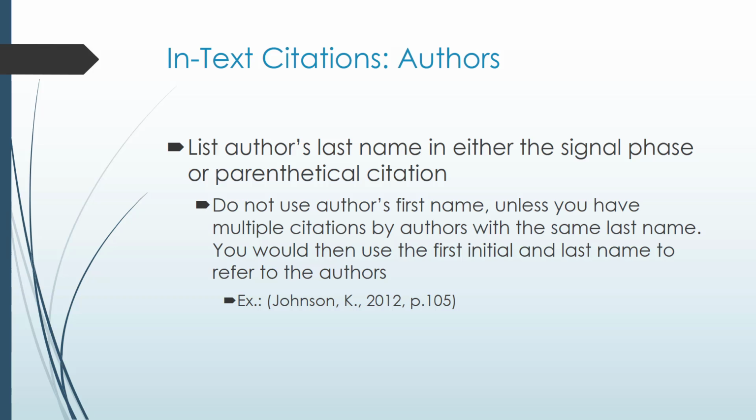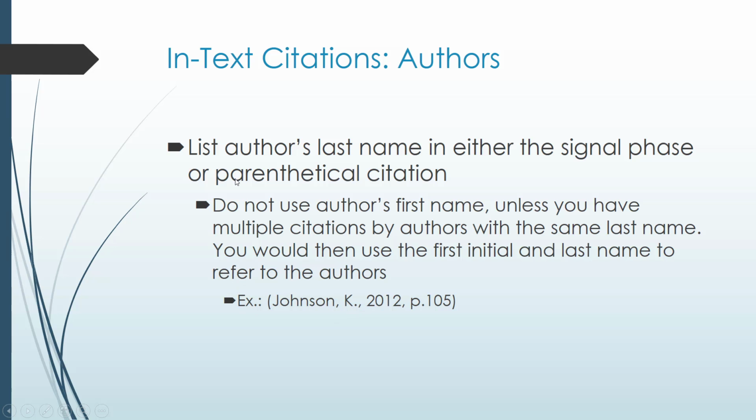you would have to differentiate which person is which, so which resource you are looking at. Then you would start using the first initials to go with it. But typically you don't refer to authors by their first names when you're writing academic papers. If you do have that, you use the first initial and the last name to refer to the authors. So for example, Johnson, K.